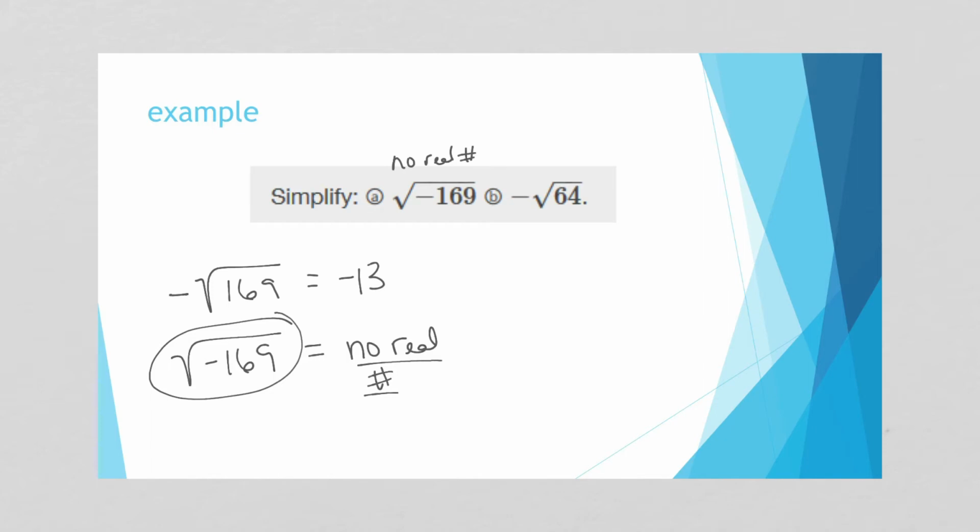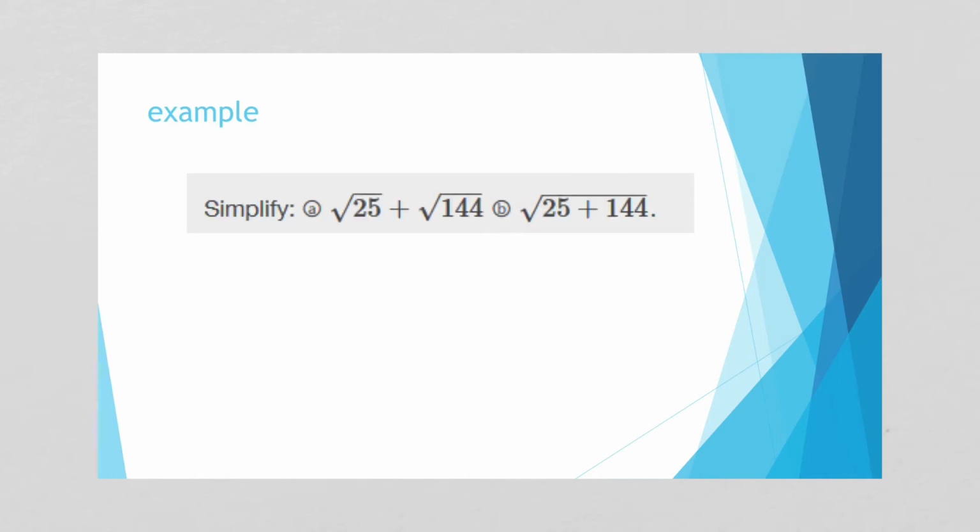But on part B, notice the negative is on the outside of the radical. So on part B, our answer would be -8. Notice the difference. This one, the negative is under the radical. This one, the negative is on the outside of the radical. Huge difference there. All right, now these may look very similar to you, but they're really two very different answers.